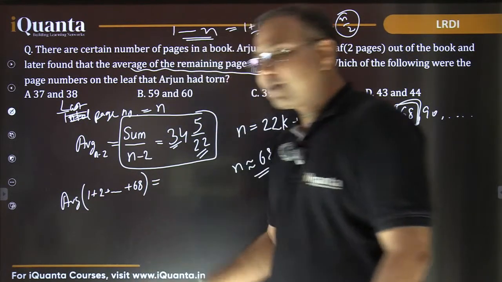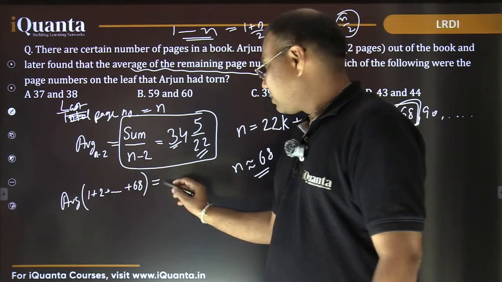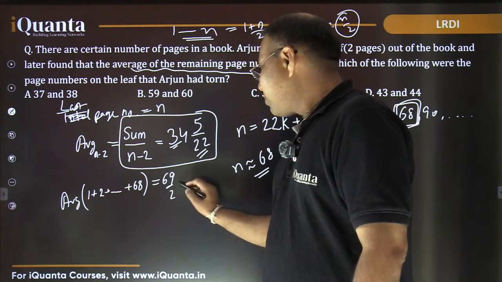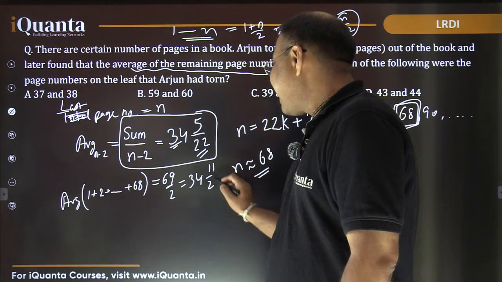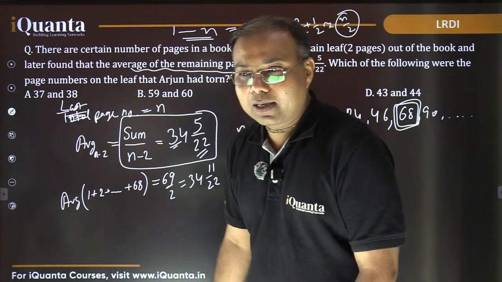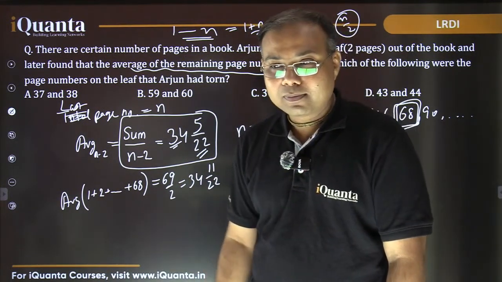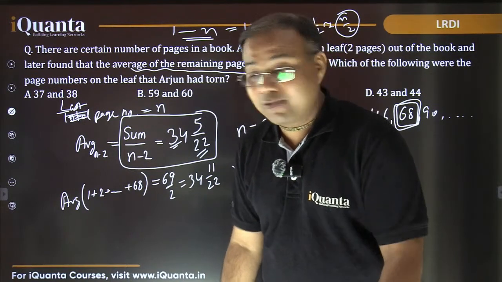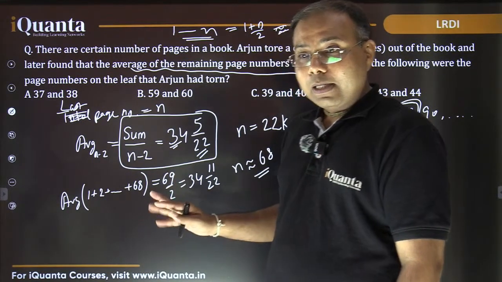What would have been the average? It is 1 plus 68 by 2, simple. That is 69 by 2, which is basically 34 and 1 by 2, or I can say 11 by 22. It should have been 34 and 11 by 22. Is it fine? 34.5, yes. 1 plus 68 by 2, 69 by 2, right?